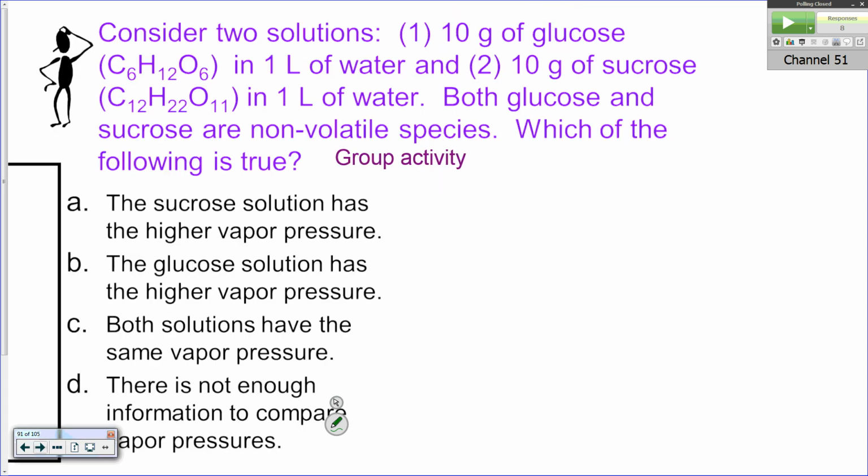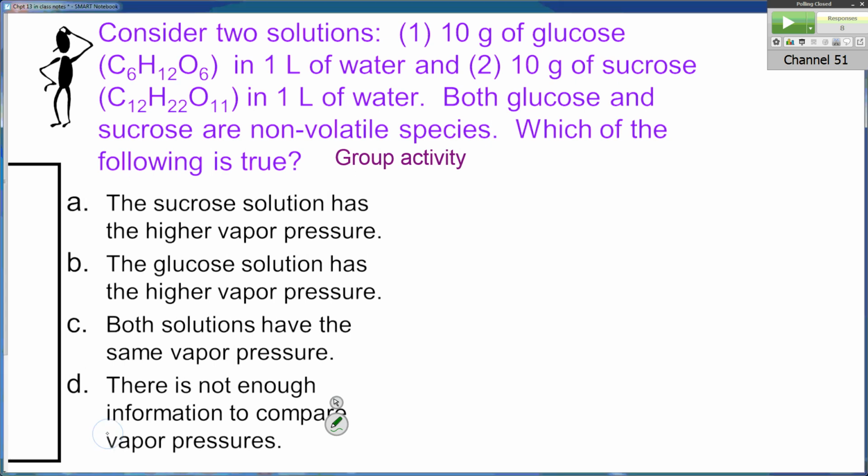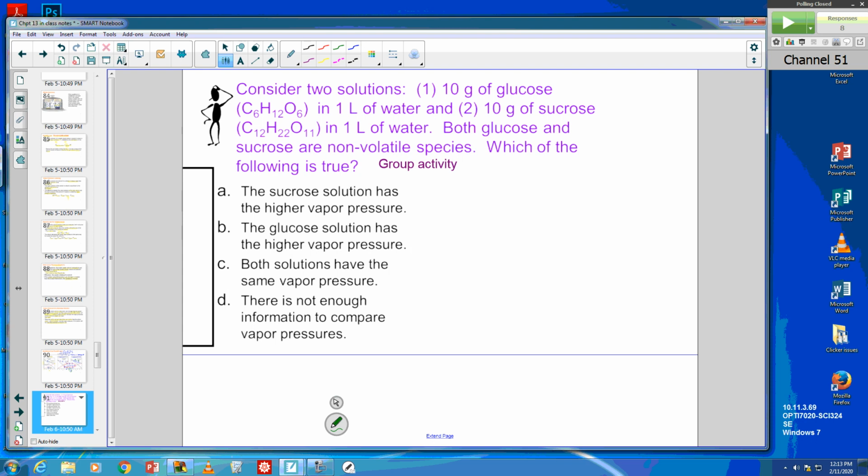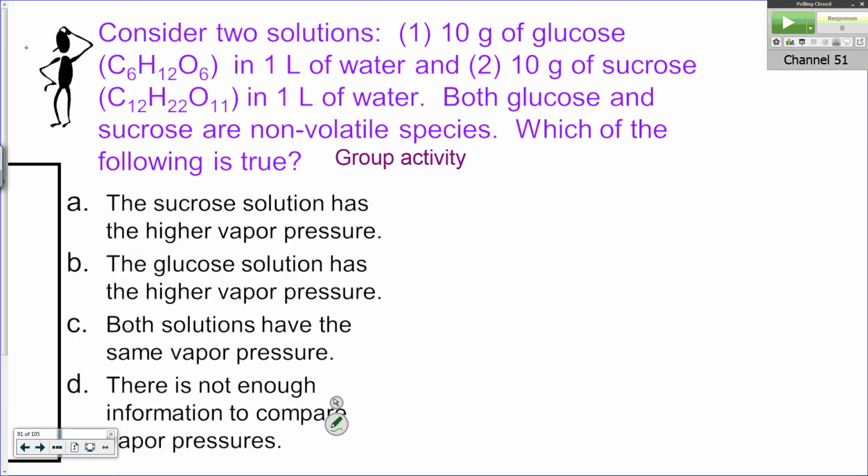All right, here's a question I want you to think about in terms of the interaction. This is a group question, so talk to each other. Consider two solutions. One solution has 10 grams of glucose, which is a sugar, C6H12O6, in 1 liter of water.